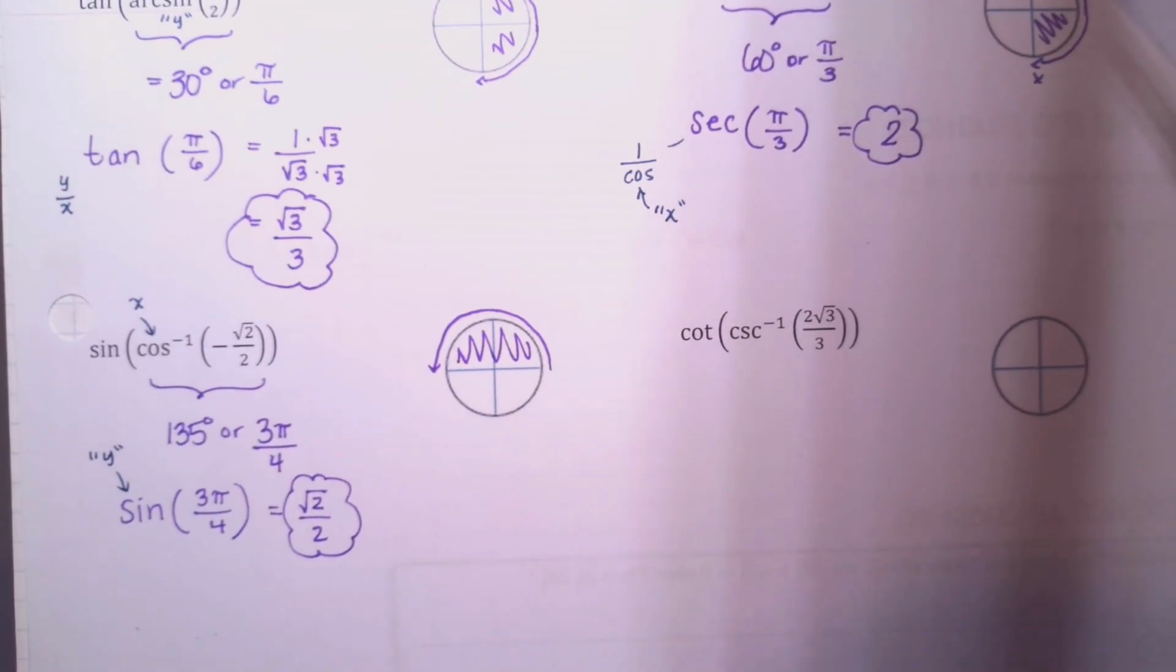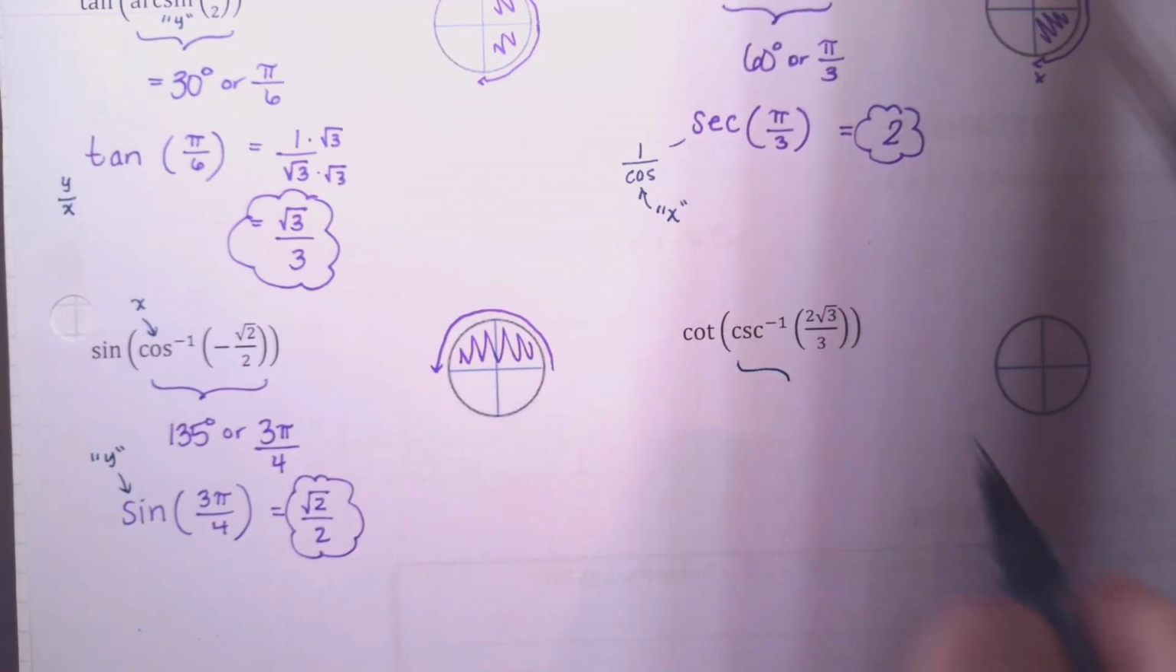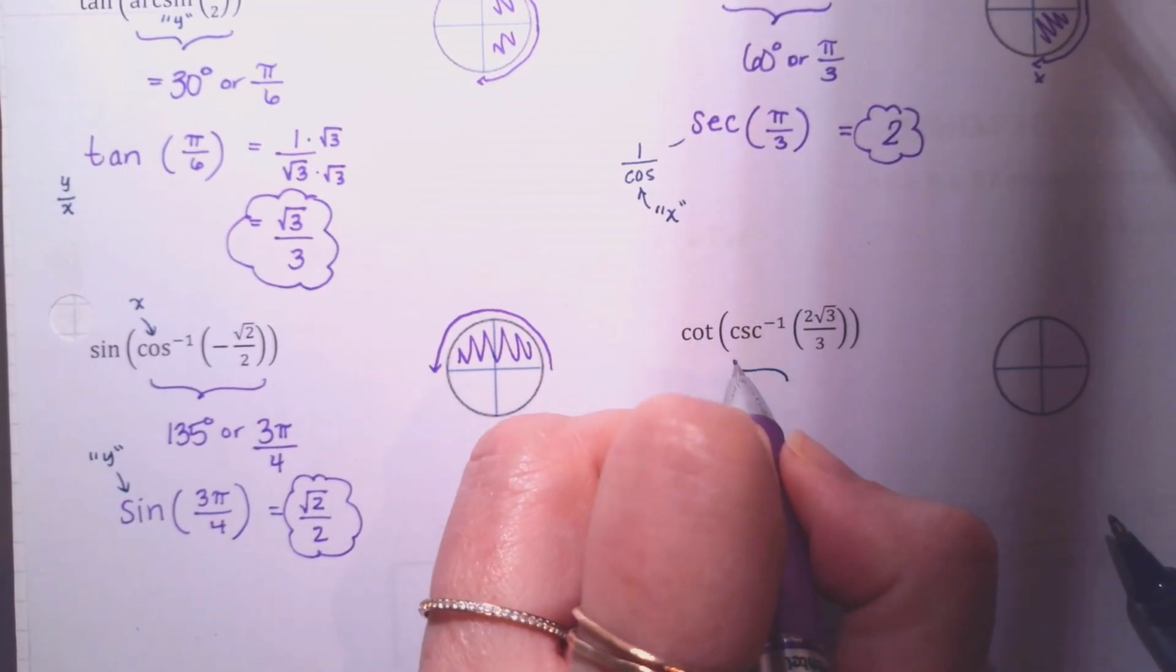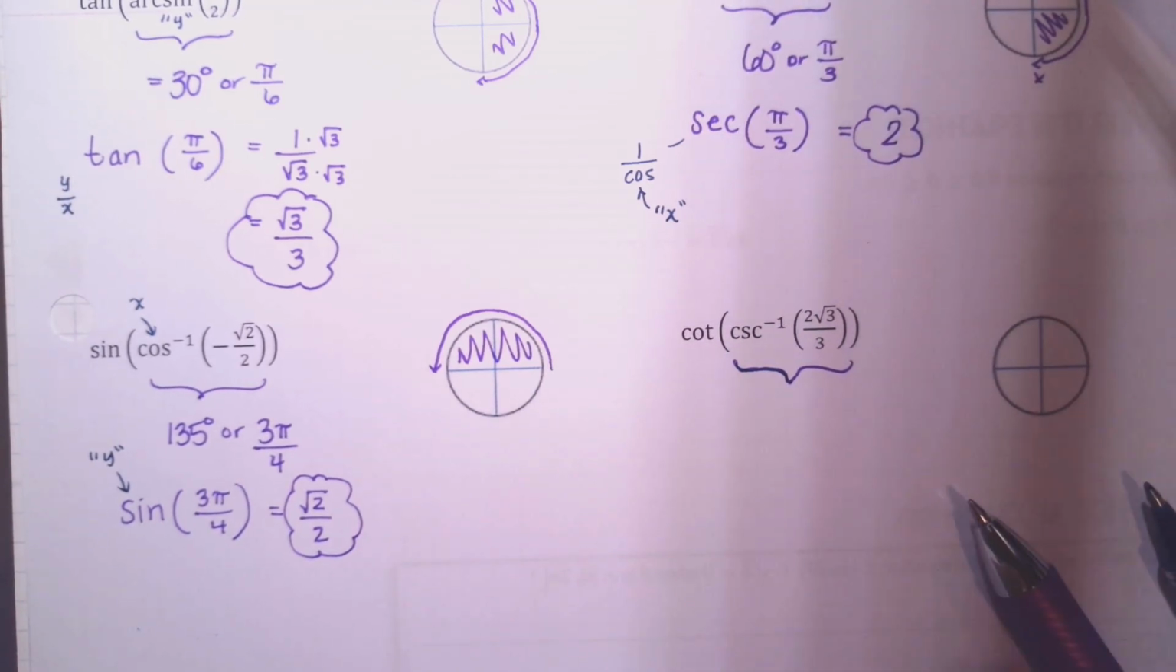Last one of these little guys, we have cotangent of inverse cosecant of 2 root 3 over 3. So again, I'm just going to start on the inside. Inverse cosecant of 2 root 3 over 3. Okay, inverse cosecant, because it is an inverse, it does have a restricted range.